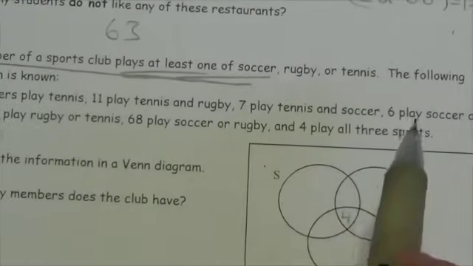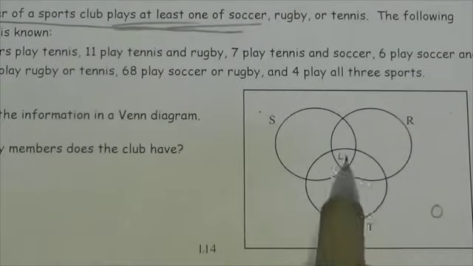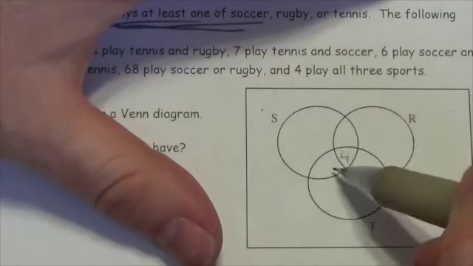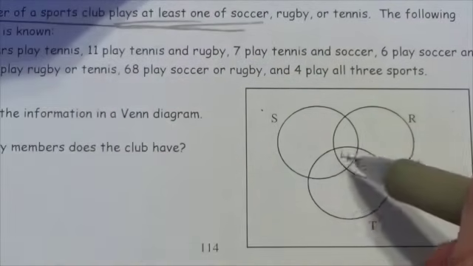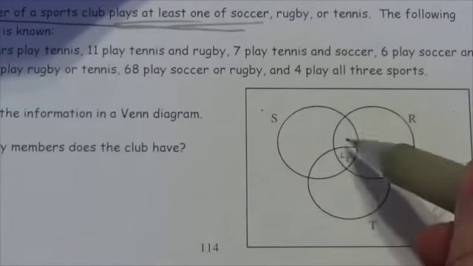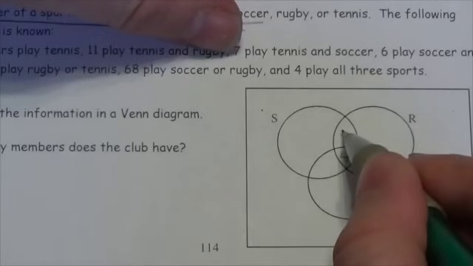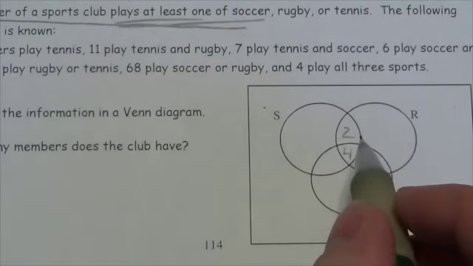Now, here says 6 play soccer and rugby. Okay, here we go. Soccer and rugby. Well, that's this interval right here, or this set right here. But notice that set can be broken up into 2 parts, and 4 of them are in this part. Now, if there's supposed to be 6 total there, that's got to be 2. Okay, good. I made some headway there.